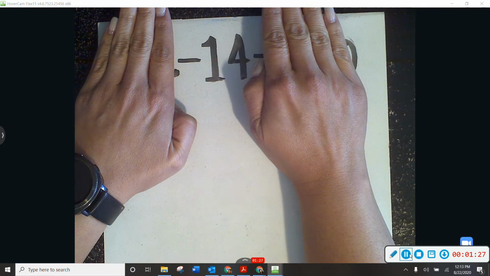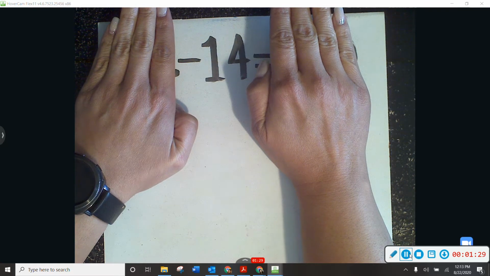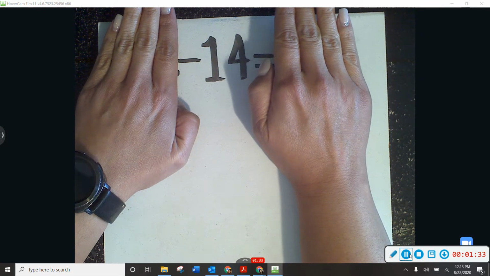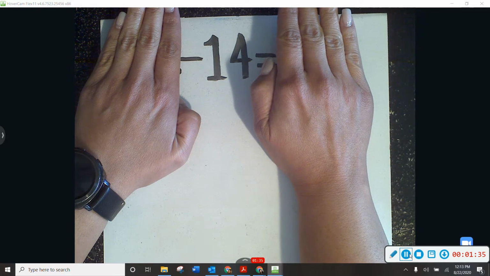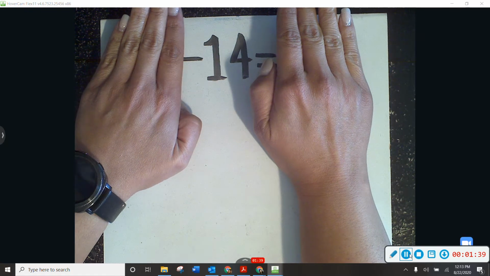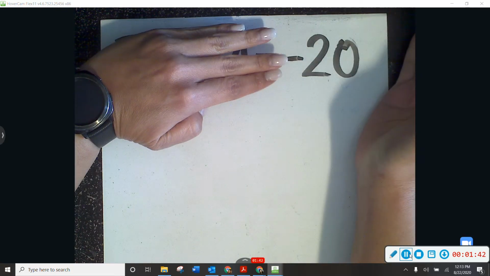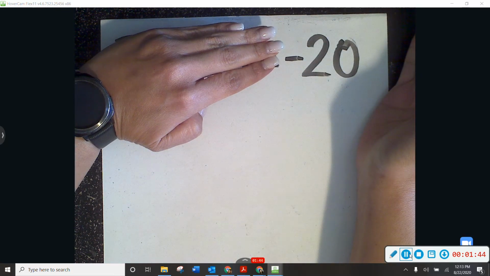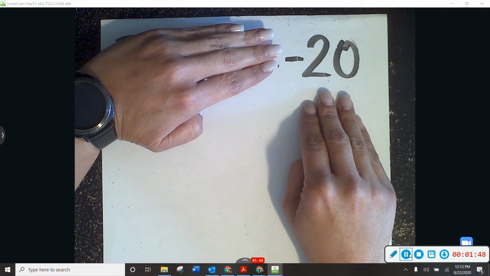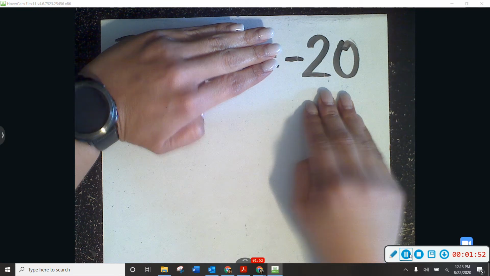The second term of the expression is negative 14, and that is a constant. Remember, constants are numbers that are, well, alone. They have no coefficients, no variables attached to them. So in that case, that means on the other side of my equation, where it just has a singular term, I have the integer negative 20, and that as well is a constant.